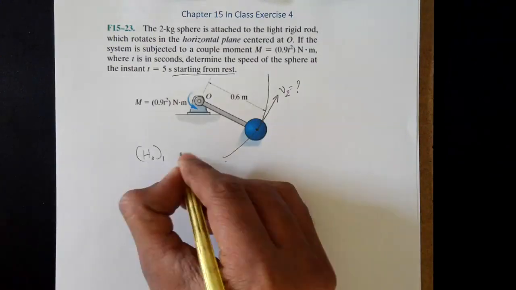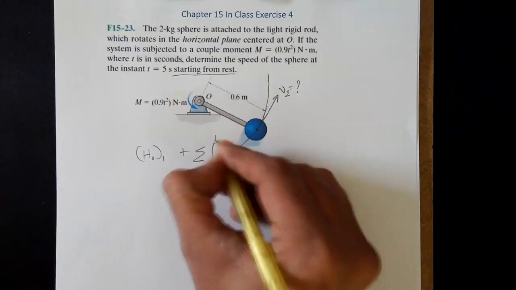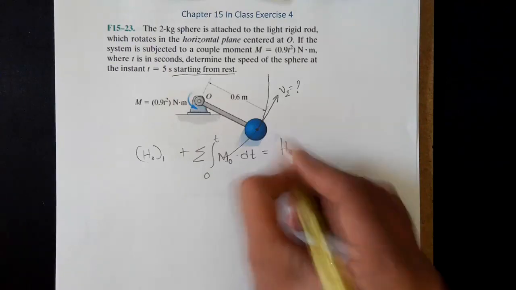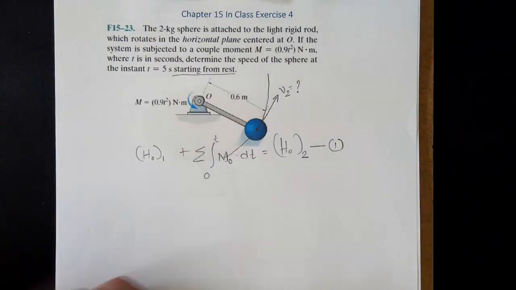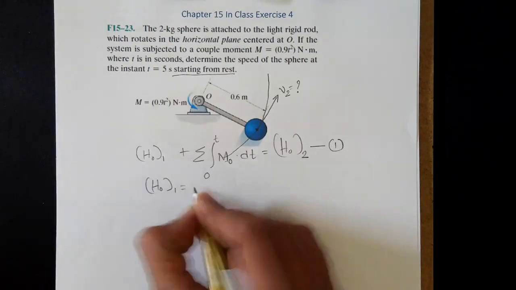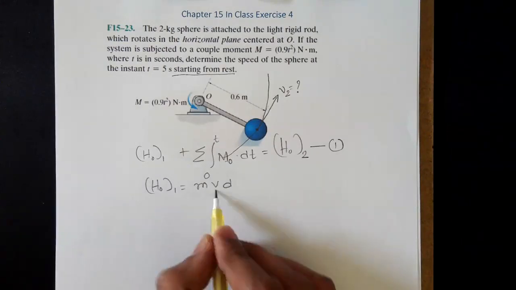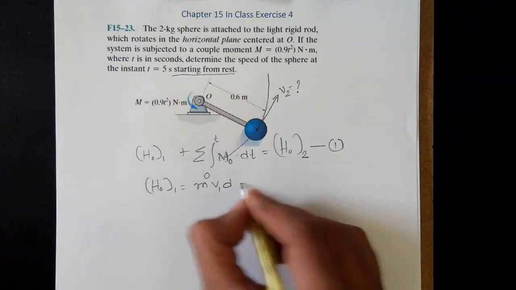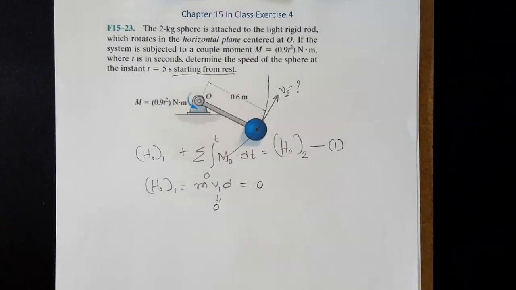So H_O1 plus the sum of the integration from 0 to t of moment about O dt is equal to H_O2. Let's label this as equation 1. H_O1 in this equation is mvd, that is mass multiplied by velocity multiplied by distance. The beginning velocity v1 is 0 because we start from rest, so this term is 0.